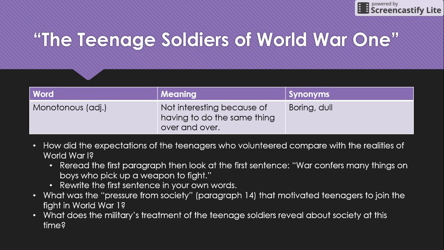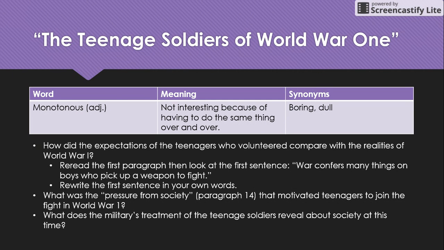And then I want you to look at paragraph 14. What was the pressure from society that motivated teenagers to join the fight in World War I? So if it wasn't their own desire to join, what pressures from society made them feel like they needed to or should, or what things did they have to prove? And then the last thing I want you to jot down in your notes is, what does the military's treatment of the teenage soldiers reveal about society at this time?